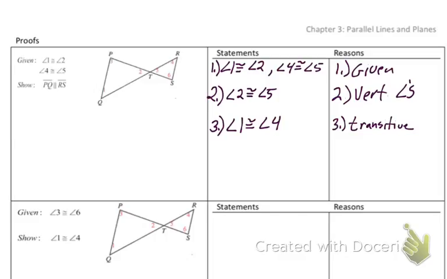Sorry. Okay, so we have transitive property. 1 is congruent to 4. They're alternate interiors. So my 4th step is I'm done. I can go ahead and say they're congruent, or they're parallel.